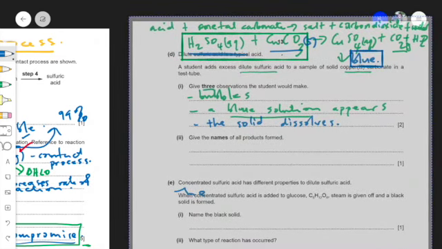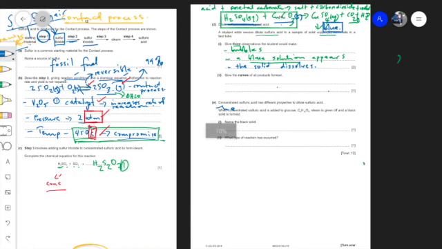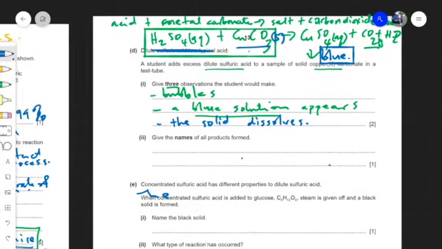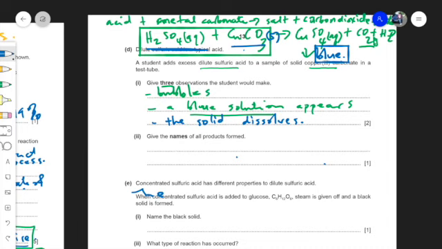The products that you will form, we've already mentioned these products: the salt will be your copper sulfate, and your carbon dioxide, and your water.